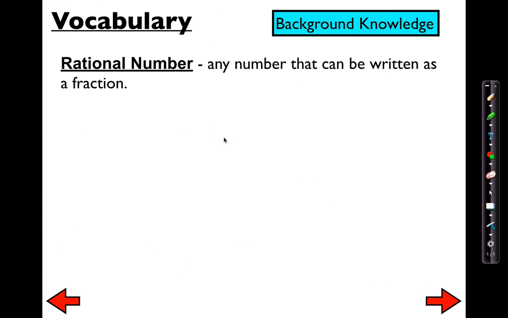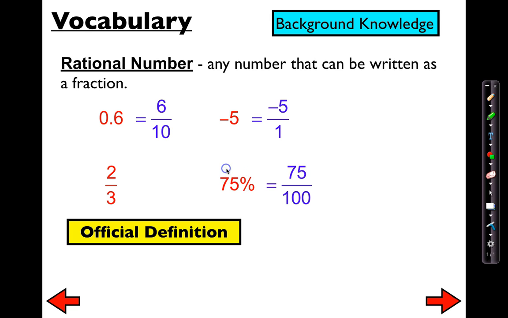So let's first go over some vocabulary. Please remember that a rational number is basically any number that you can write as a fraction. So this is a fraction because we can write it as 6/10. This is a fraction just by simply putting it over 1. 2/3 already is a fraction, so we know that's rational. 75% could be expressed as 75 over 100.